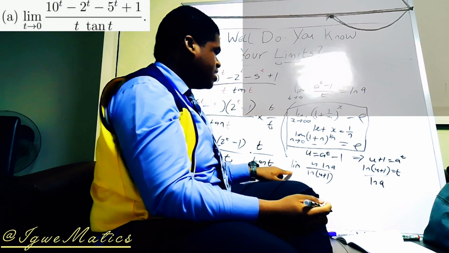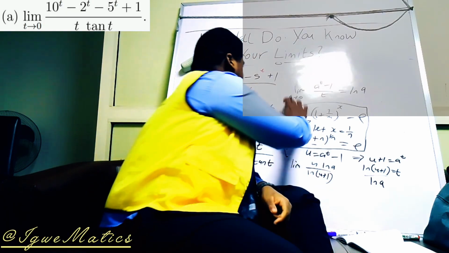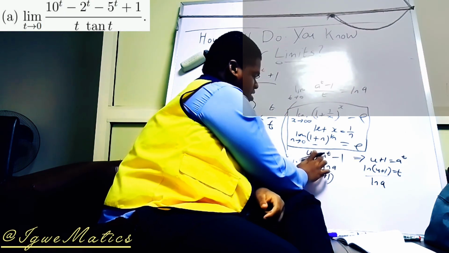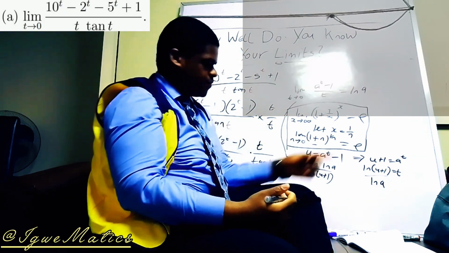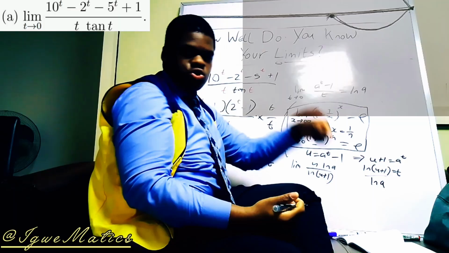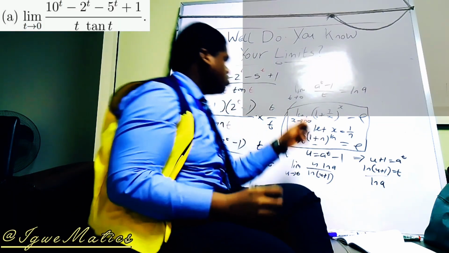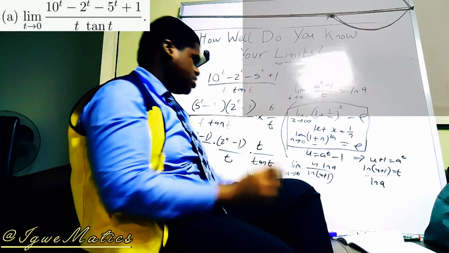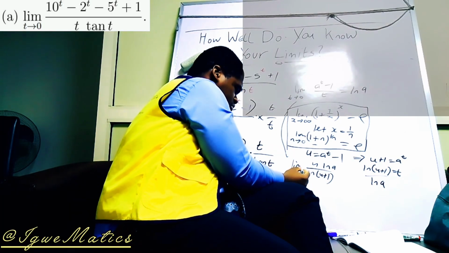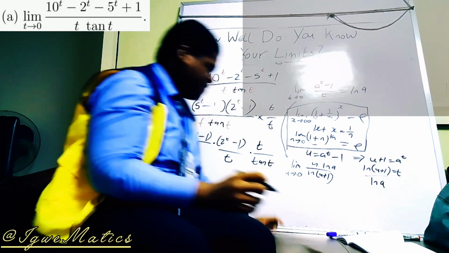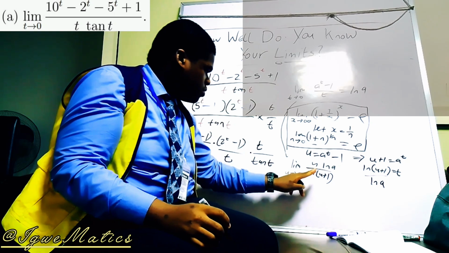Now, what will the limit be in terms of u? If t tends to 0, then a to the power of 0 will tend to 1, and u equals 1 minus 1, which is 0. So as t is tending towards 0, u is also tending towards 0. Good and fine. Now, what are we going to apply next?